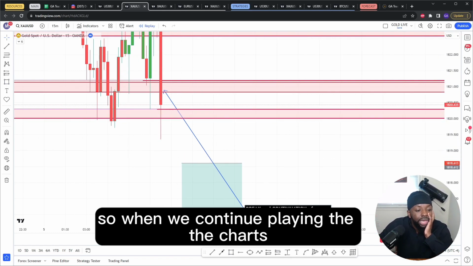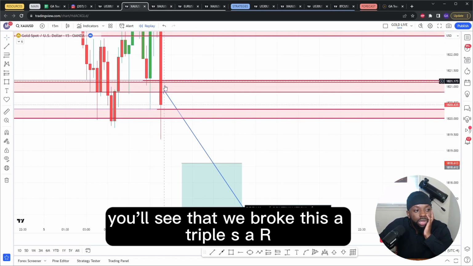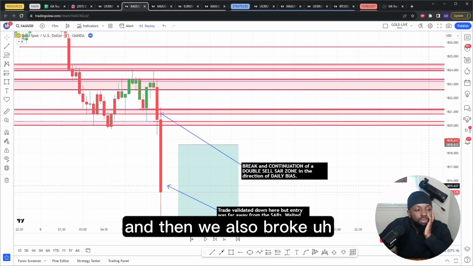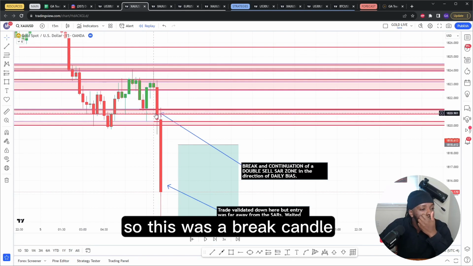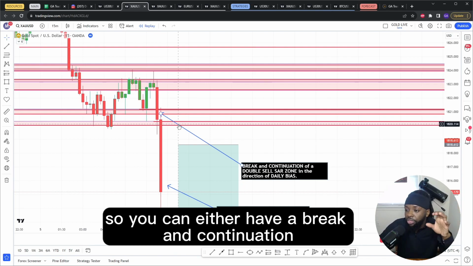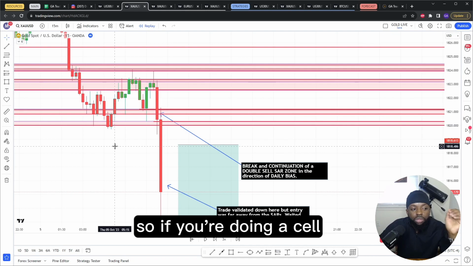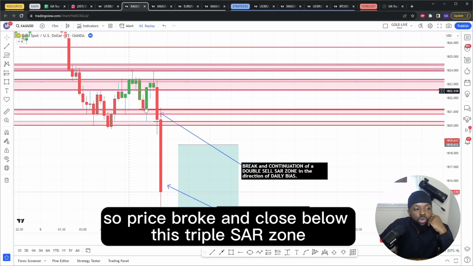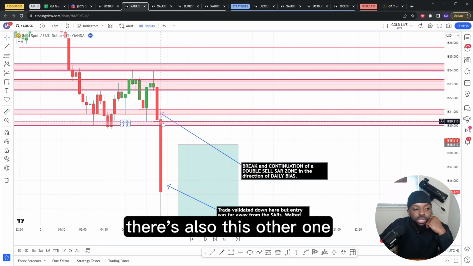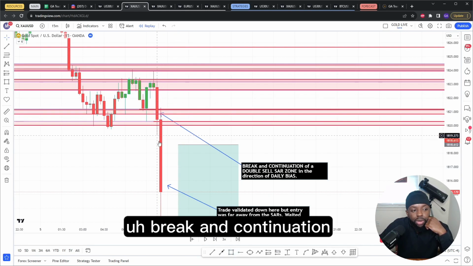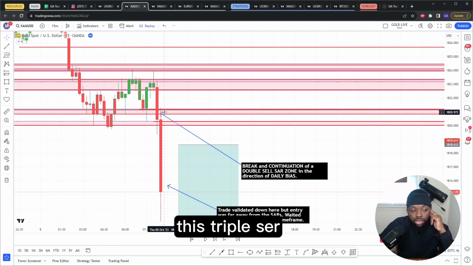So when we continue playing the charts, you'll see that we broke this triple SAR, and then we also broke this other one. This was the break candle. So remember, you normally have two patterns, you can either have a break and continuation or test and rejection. If you're doing a sell and taking a break and continuation, this SAR zone is below price, so price broke and closed below this triple SAR zone. At this point, a sell had validated for this break and continuation.